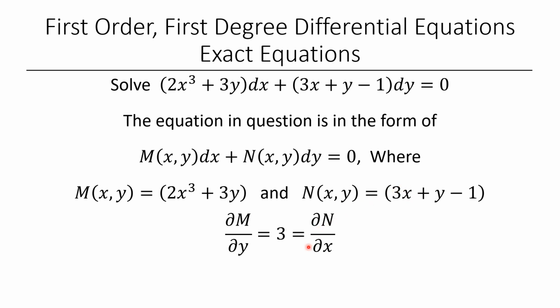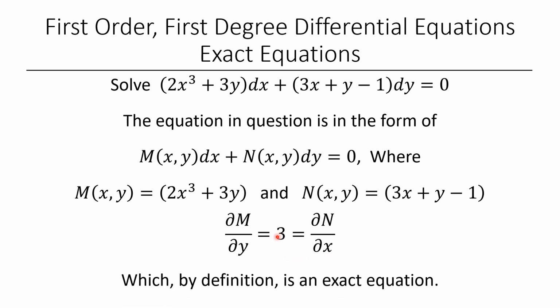So again, the only term in this argument that has any x influence is 3x, so we take the derivative of that, it's 3. And as we see, the partial of M with respect to y and the partial of N with respect to x are both equal to 3. So therefore, by definition, this is an exact equation. This is how we test for that, if these two partial derivatives are equal.